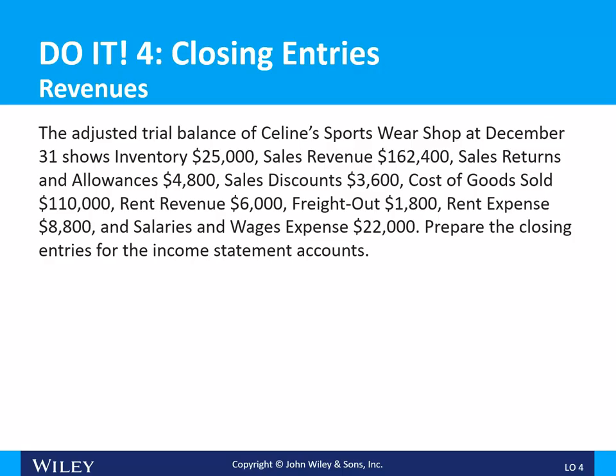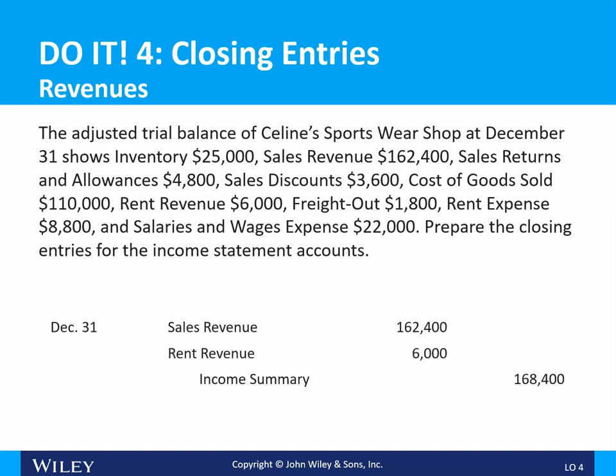So let's look at another example. The adjusted trial balance of Celine Sportswear Shop shows inventory of 25,000, sales revenue, and so on. So there's a number of accounts listed there. We want to prepare the closing entries for the income statement accounts. So what's the first closing entry? We're going to close revenue to income summary. So we look through the accounts to find any revenue accounts, and I see two in there, sales revenue and rent revenue. So we're going to debit those accounts, credit income summary.